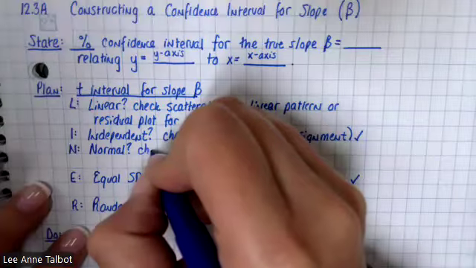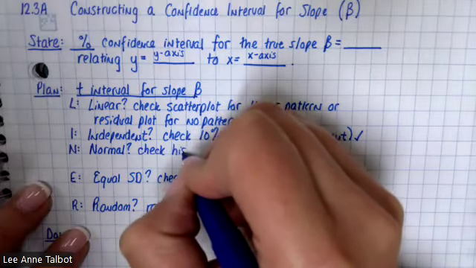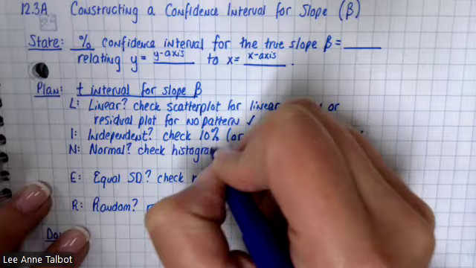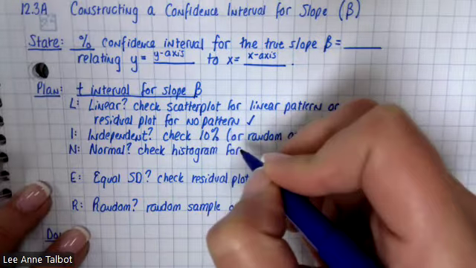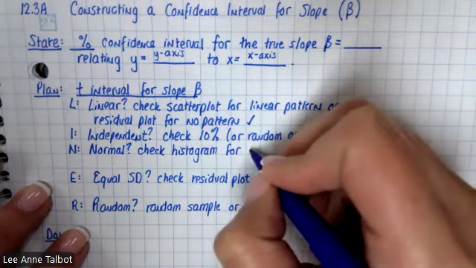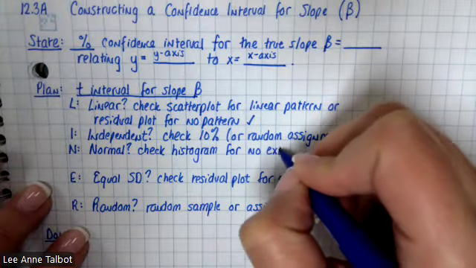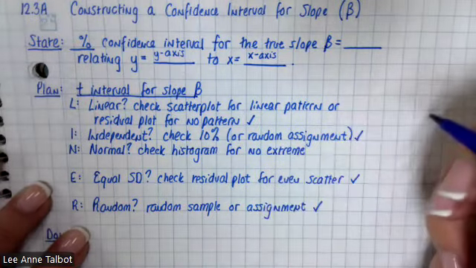Okay, check histogram or, and this was the other one you guys were saying, no extreme skew or outliers.